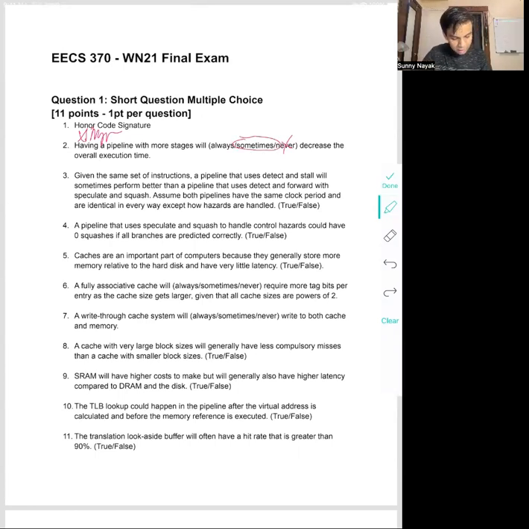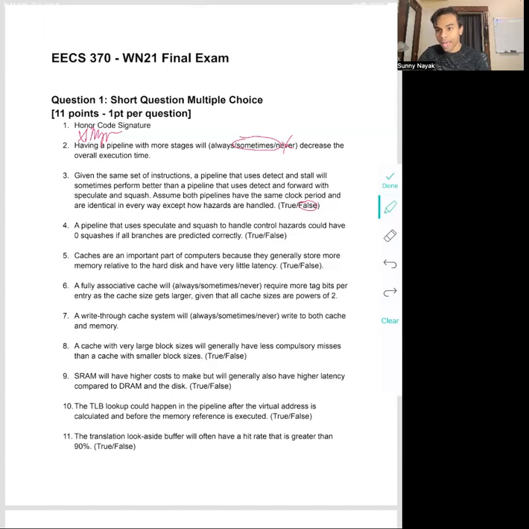Cool. So number three says, given the same set of instructions, a pipeline that uses detect and stall will sometimes perform better than a pipeline that uses detect and forward with speculate and squash. You can assume that both pipelines have the same clock period and are identical in every way, except how hazards are handled. Essentially this question is asking us to compare detect and stall and detect and forward. It says that detect and stall will sometimes perform better than detect and forward. Well, this is simply not true.